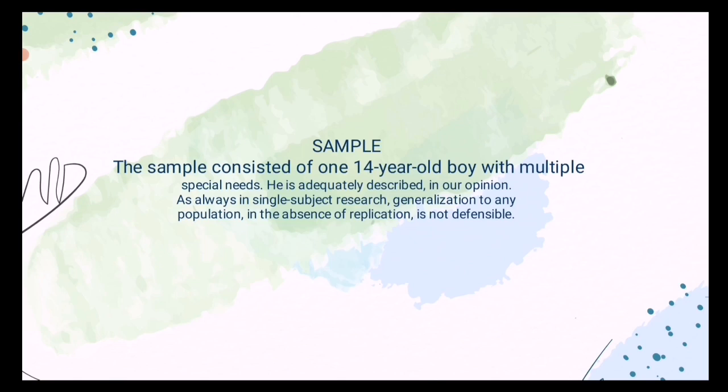For the sample, it consisted of one 14-year-old boy with multiple special needs. He is adequately described, in our opinion. As always in single subject research, generalization to any population in the absence of replication is not defensible.